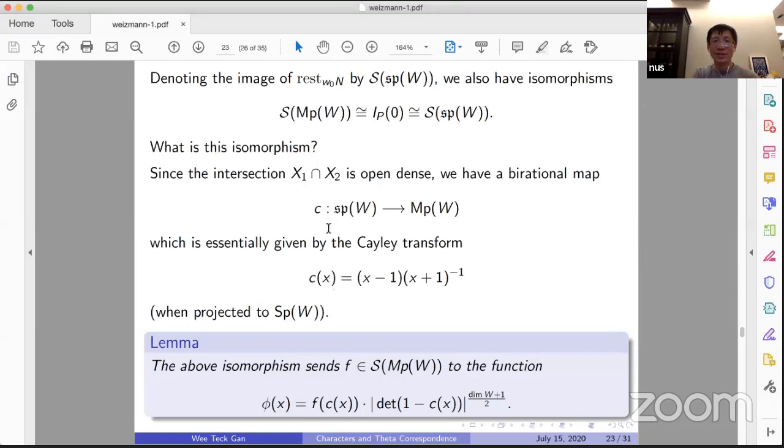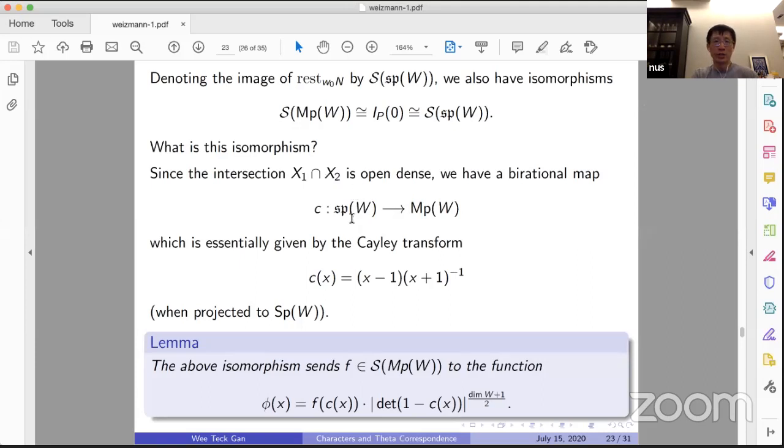So C is what I call a birational map from the Lie algebra to MPW. It's not so accurate to call it birational, because MPW is not algebraic. But what I mean is there is a map defined on an open dense set from SPW to MPW, such that when you compose with a projection to SPW, it is given by this formula, which is the Cayley transform. Of course it's not defined everywhere. It's defined on some open dense set.